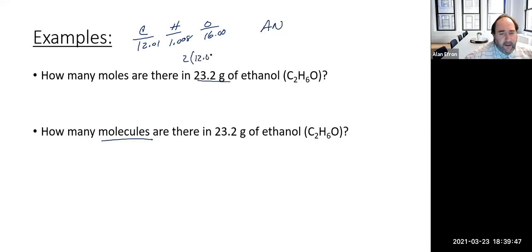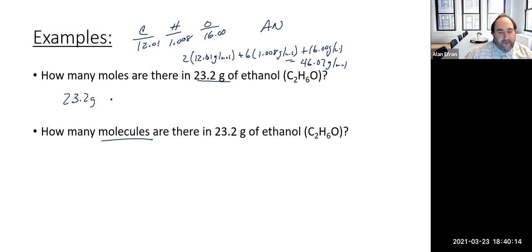2 times 12.01 grams per mole plus 6 times 1.008 grams per mole for the hydrogens and a 16 grams per mole. All right, let's see here. It looks like 46.07 grams per mole. So that would be really the first part here. We would use our molar mass again as a conversion factor. We're going to divide by 46.07 grams per mole.